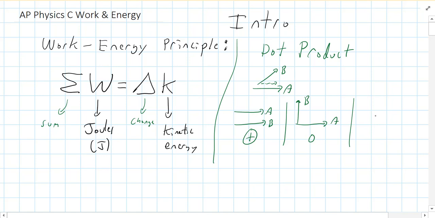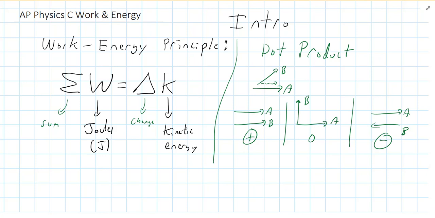And finally, what if I had A going this way and B going that way? Okay, what would you say then? What's A dot B, max positive, max negative, or zero? Well, they're opposite each other, so hopefully you'd say negative. Okay. Now, if you understand that, the rest of this discussion is going to be pretty easy for you. Okay. So dot product is pretty simple.